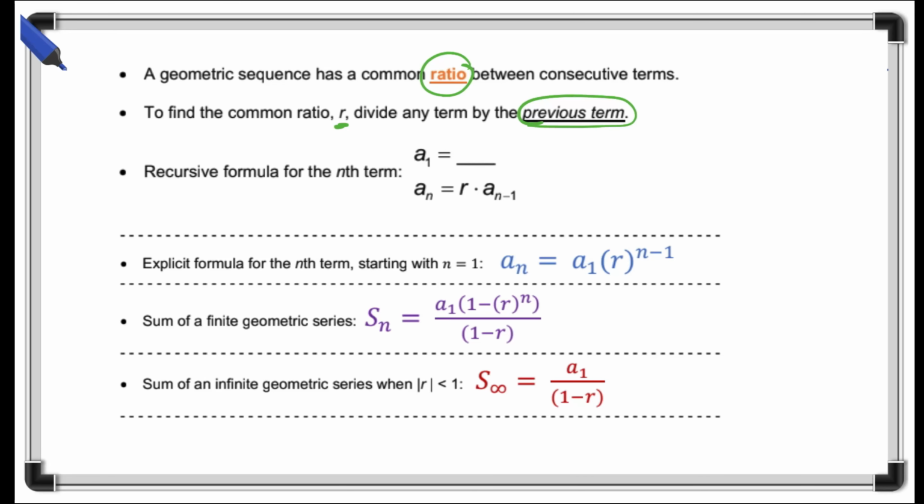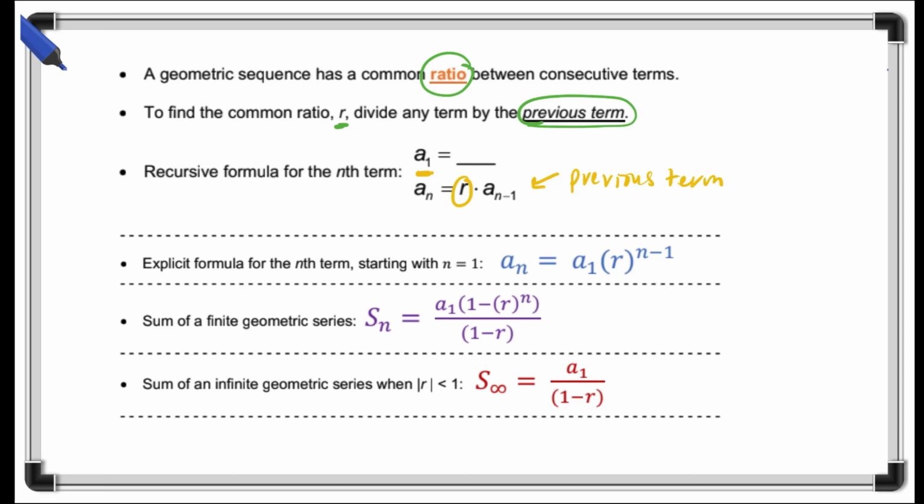When you are looking for a recursive formula, you are going to indicate whatever your a sub 1 is, which is your first term, and then you are going to take whatever that ratio is and multiply it by a sub n minus 1. Again, remember, this is talking about the fact that this is a previous term. That's what that indication is.